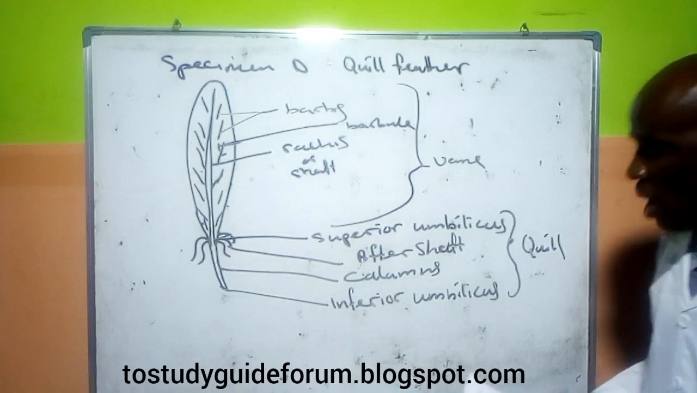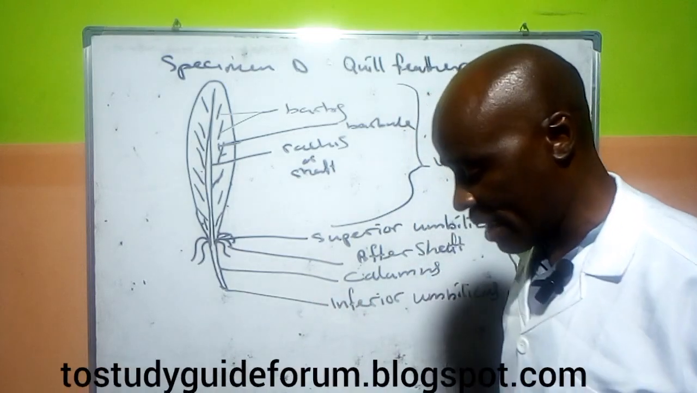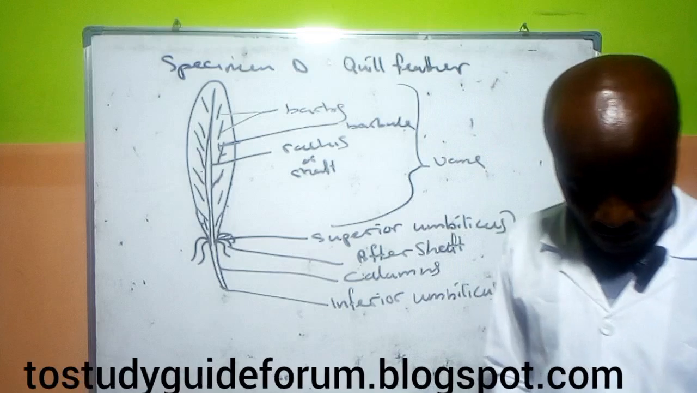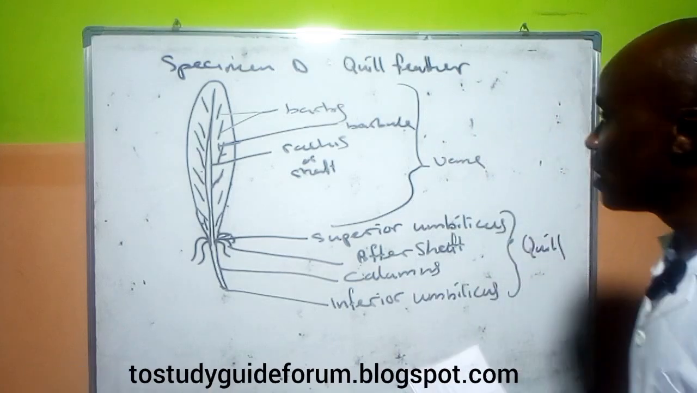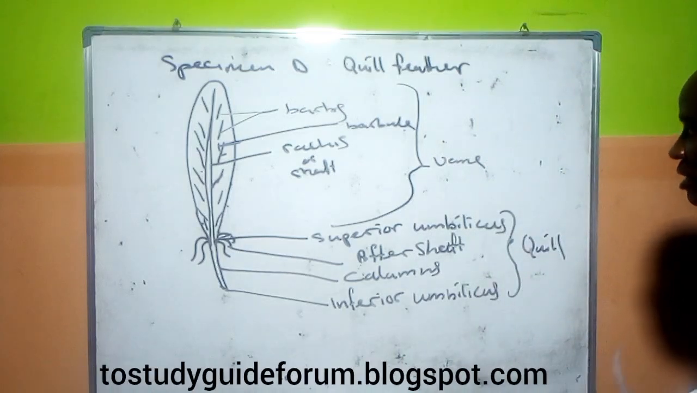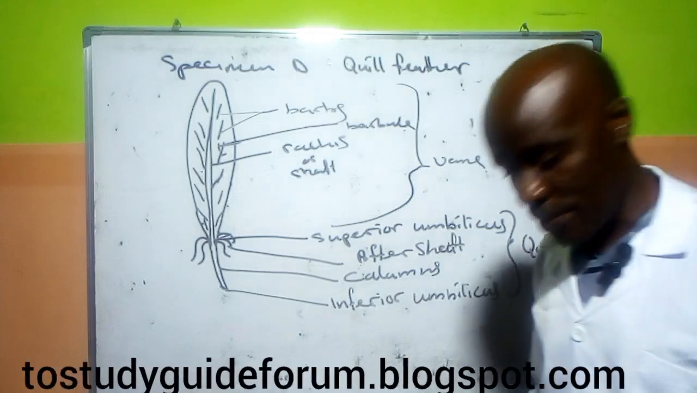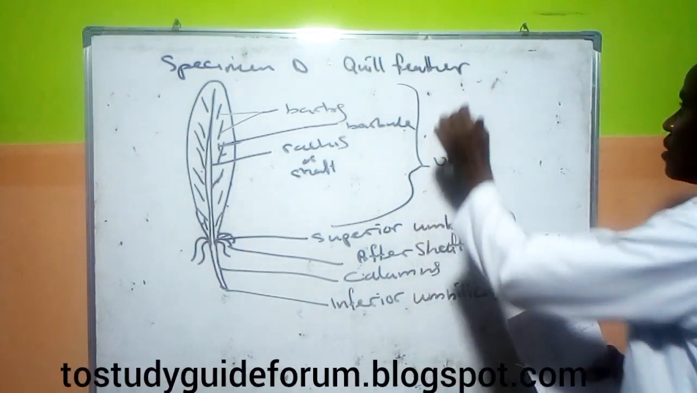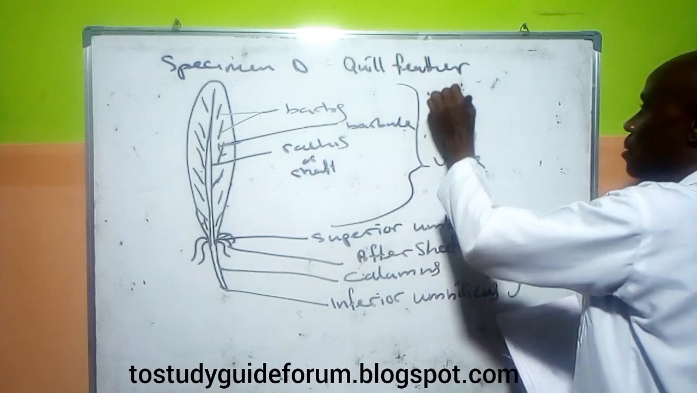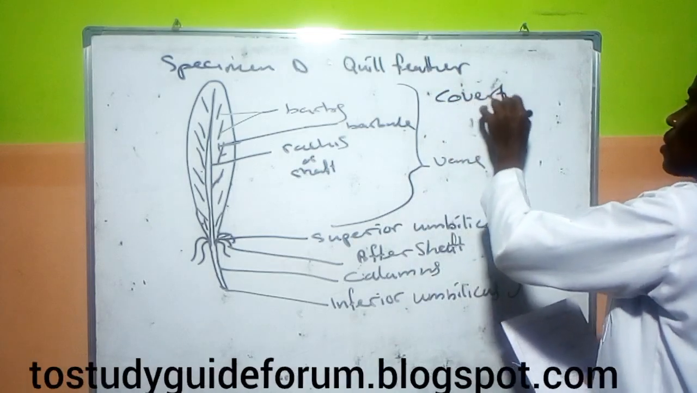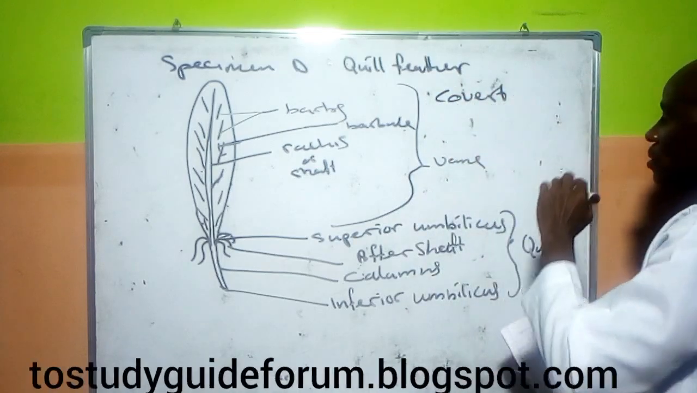Now, what is this quill? It's adapted for what? Flight. It helps the bird to fly effectively. Apart from this quill feather, there are other feathers in the bird. The one we call the coverts, the covert feathers.